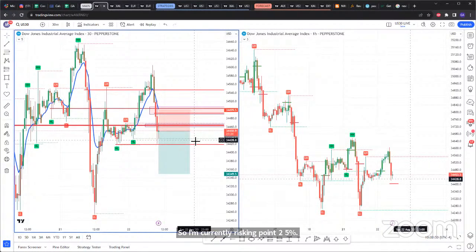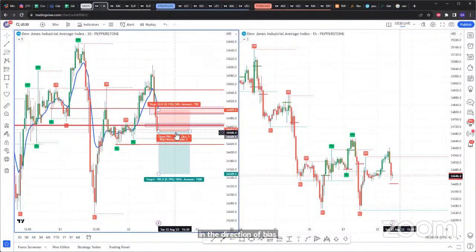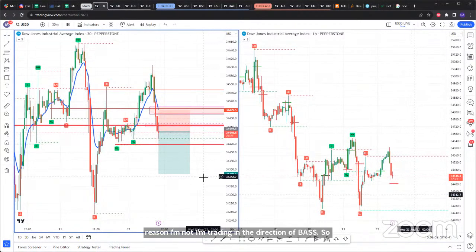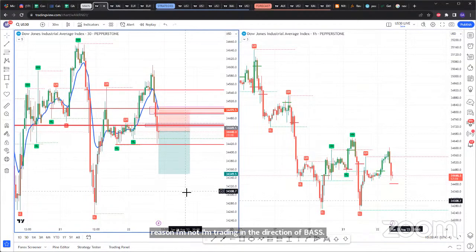So I'm trading in the direction of bias. So I'm trading this like it was in the hourly. The reason I'm trading in the direction of bias: if you're trading in the direction of bias, you should be able to risk 0.5 to 1%.